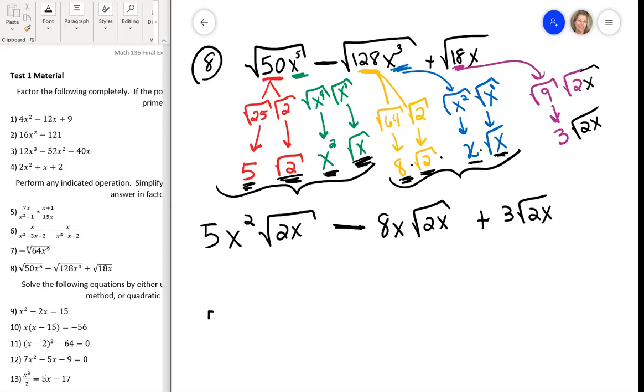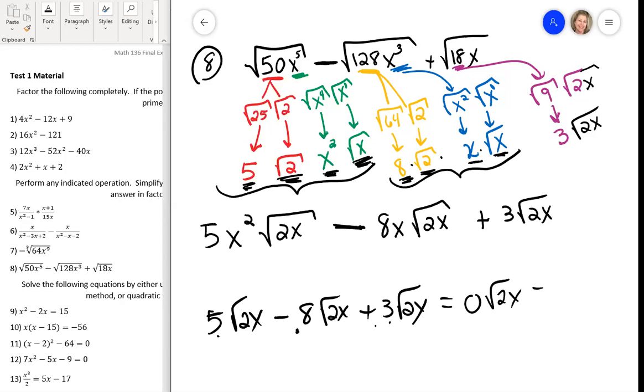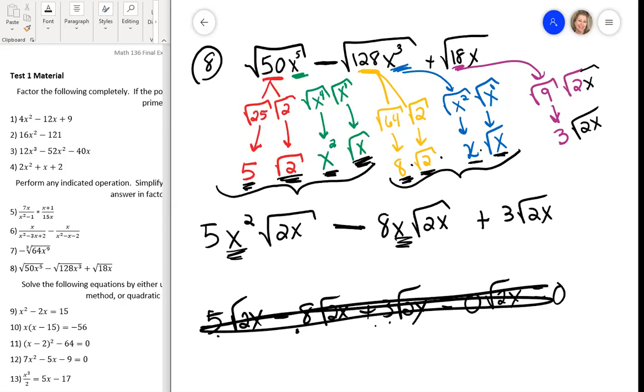If this had just been 5 square roots of 2x minus 8 square roots of 2x plus 3 square roots of 2x, 5 minus 8 is negative 3, and negative 3 plus 3 would be 0 square roots of 2x, which would be 0. But because I had this x squared and this x here, and then there's no x on that last one, they can't be combined. So I couldn't do this.